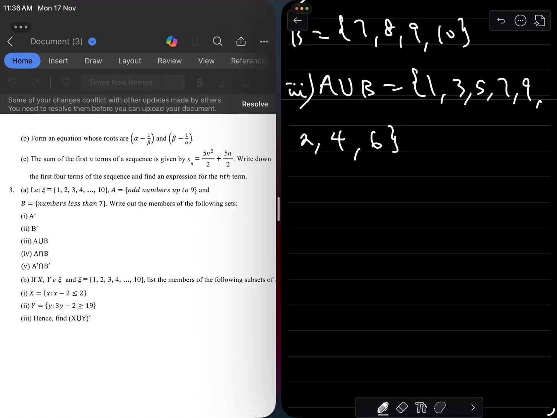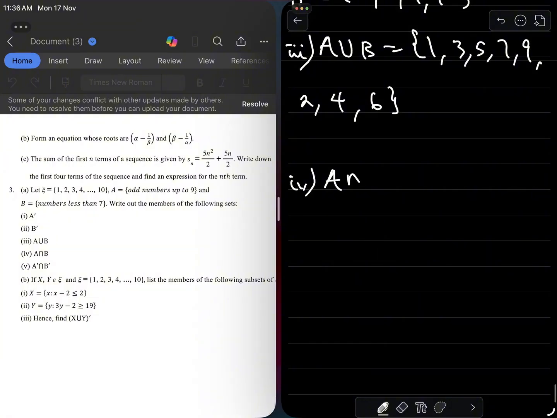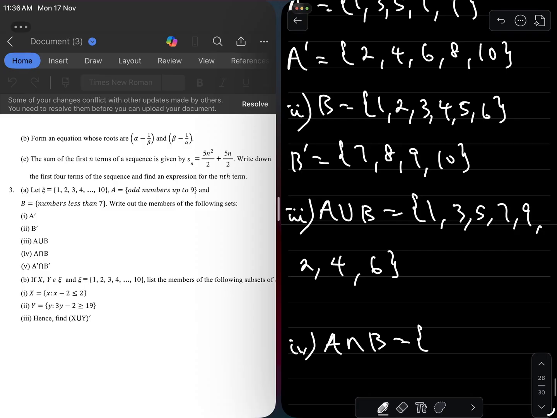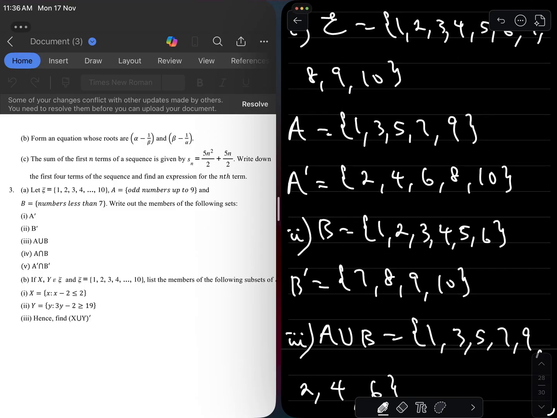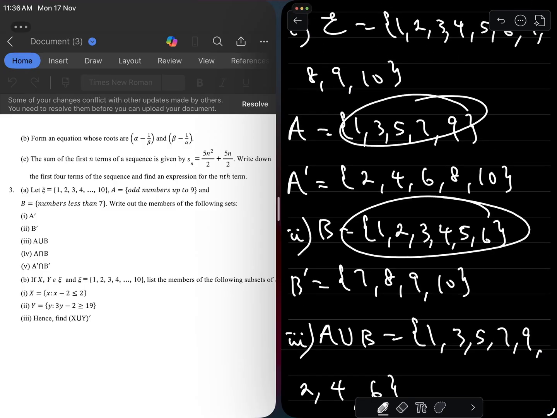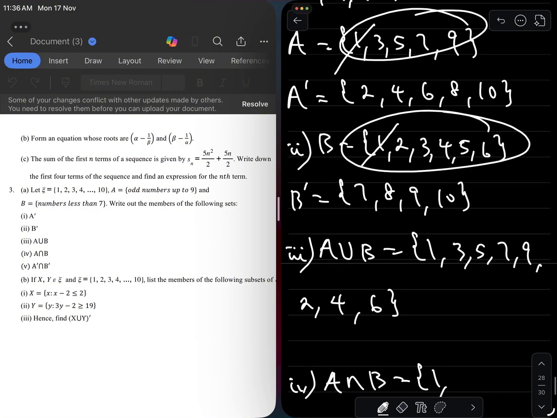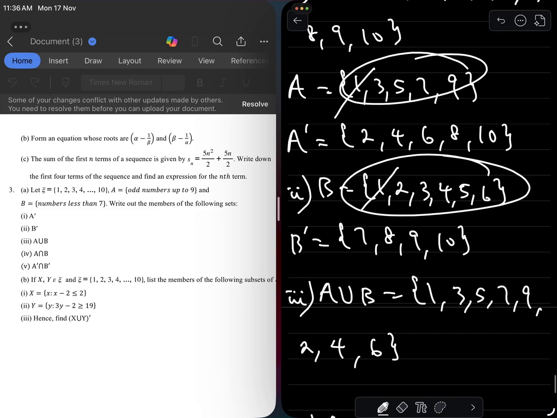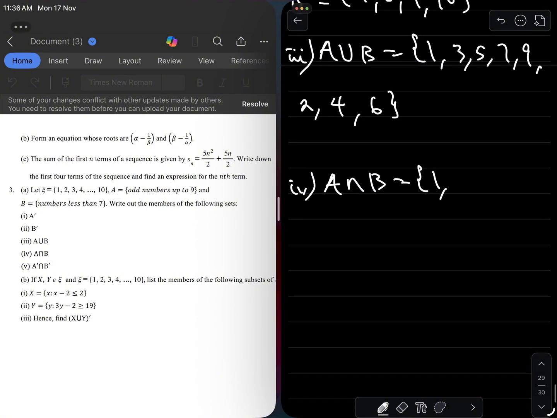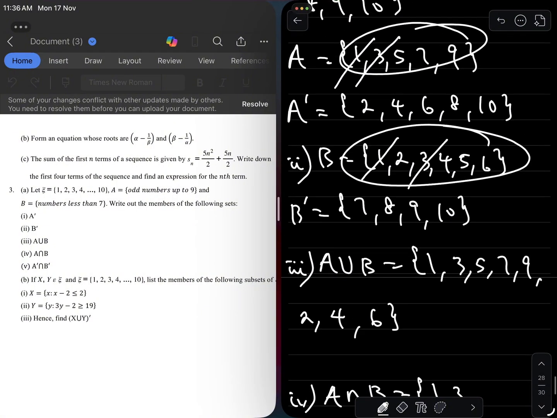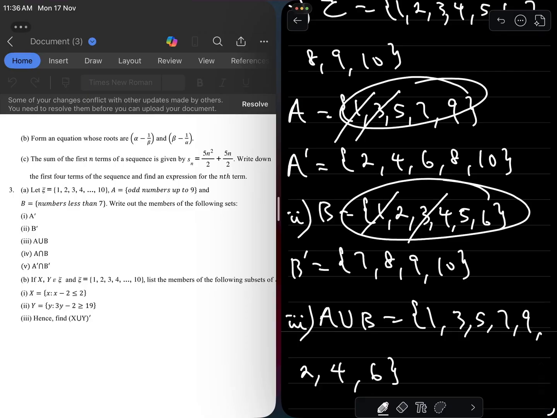So Roman figure 4, the elements of the set A intersection B will be the elements that are common to both A and B. Let's see that. This is set A and this is set B. Let's see the things that are common to them. 1 is in A and 1 is also in B, so we write that 1. 3 is in A and 3 is also in B, so we write that 3. What else? 5 is in A and 5 is also in B. That's 1, 3, 5.